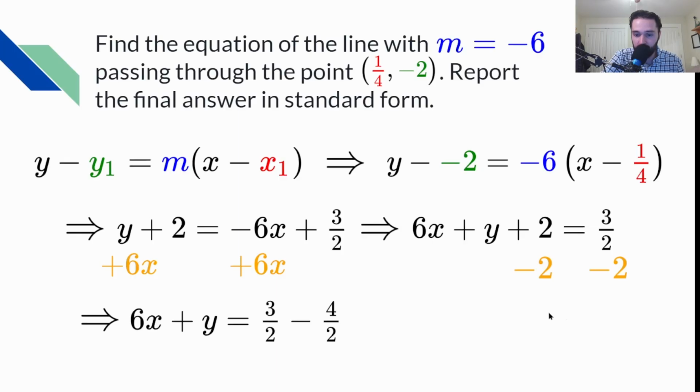So we'll subtract 2 from both sides. And we get 6x plus y equals 3/2 minus 2. I'm going to write that as 3/2 minus 4/2, getting a common denominator. So that leaves us with 6x plus y equals -1/2. This is in standard form. This is ax plus by equals c. So this is my final answer.